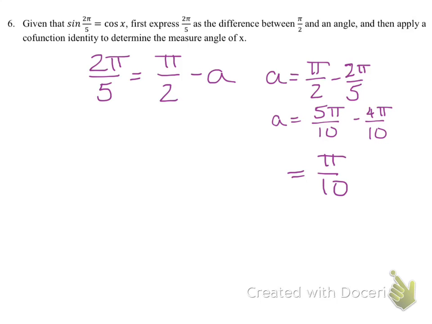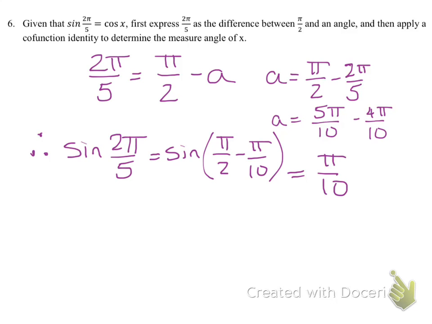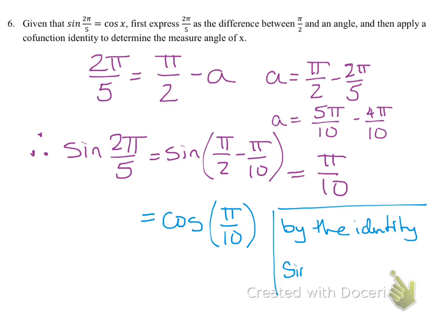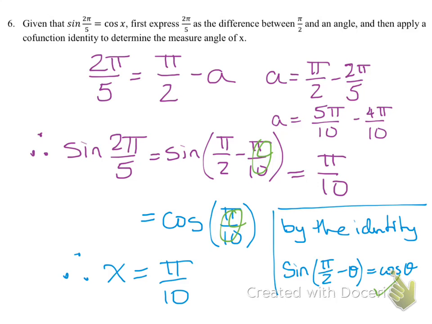So now apply a cofunction identity. So sine 2 pi by 5 is equal to sine of pi by 2 minus pi by 10. And the cofunction identity says that's the same as cos pi by 10. And this all comes from the identity that sine of pi by 2 minus theta is the same as cos theta. So here is my theta, and now that fits that identity. So therefore x is equal to pi by 10. Okay?